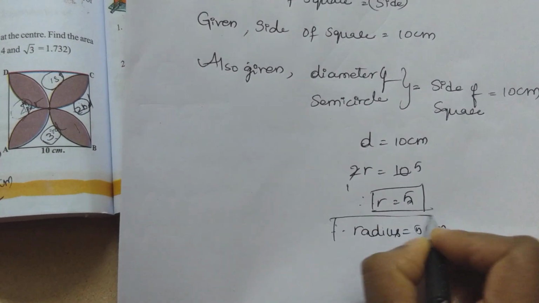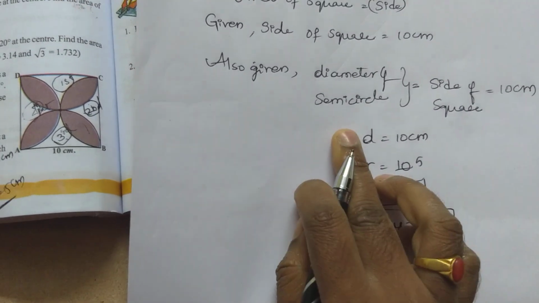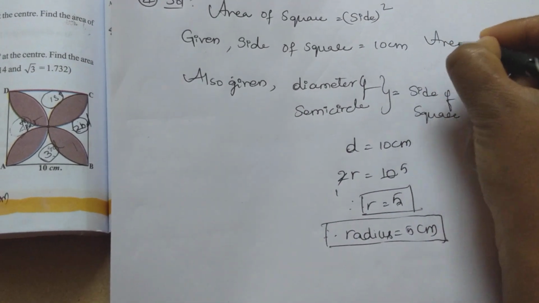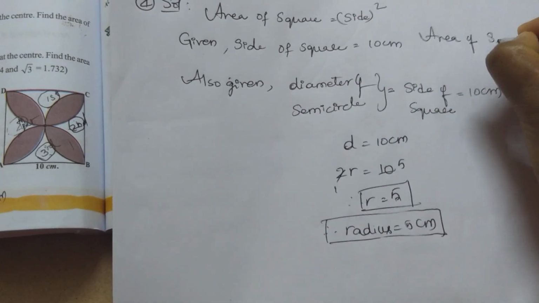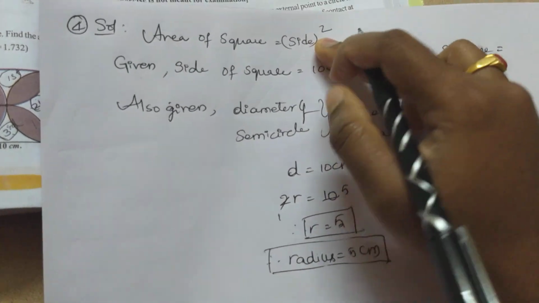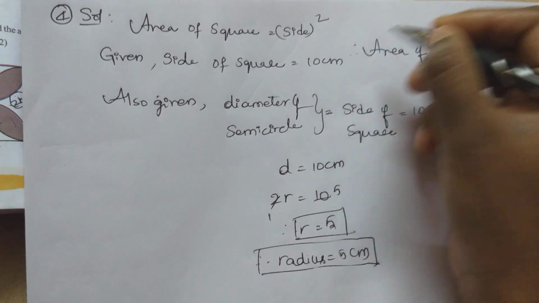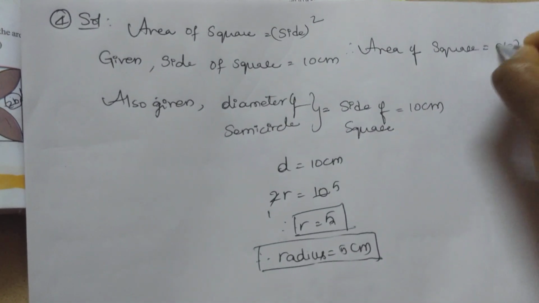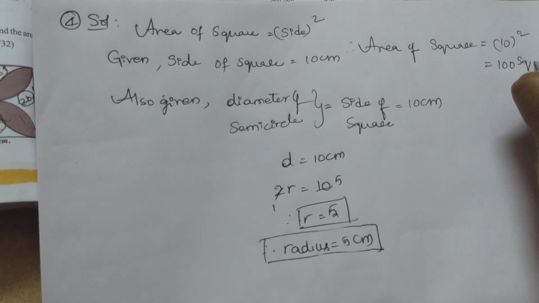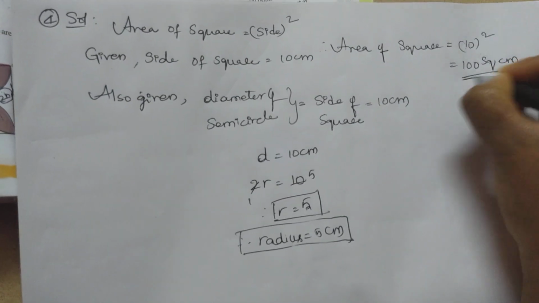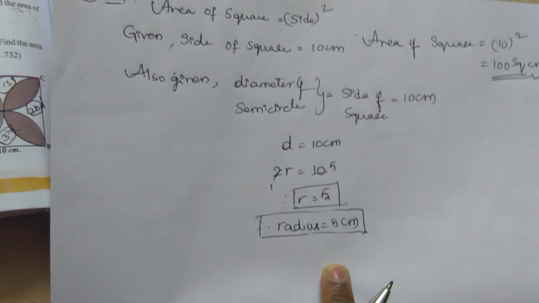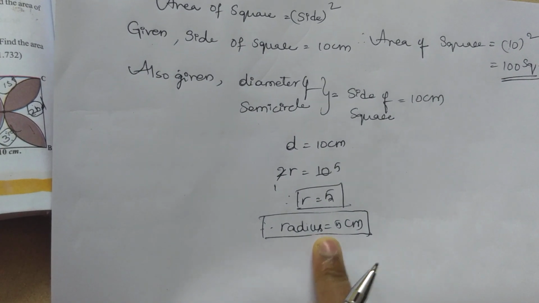We got the radius as 5 centimeters and now we want to find the area of the square, right? So write it here itself. Area of square equals side square, we have written it here. Therefore area of square equals 10 square. You will get how much? It is 100. What is the unit here? Centimeters. So area of square we got as 100 square centimeters, and radius of the semicircle is 5 centimeters.